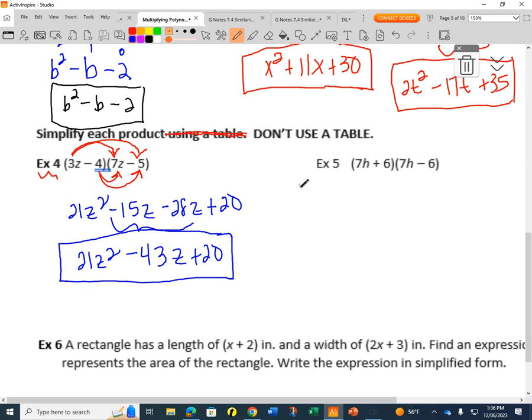So example 5 is what we call a special product. When we multiply it, I think you'll see what we're talking about. So let's go ahead and do it. The 7h times the 7h and 7h times negative 6. Then you're going to do 6 times 7h and 6 times negative 6. I'm going to give you a head start, then we'll work behind you. Sydney, you writing what I'm writing?